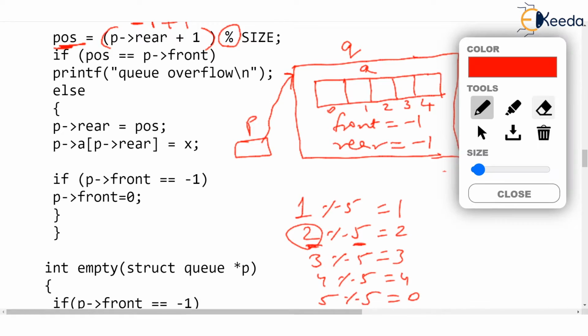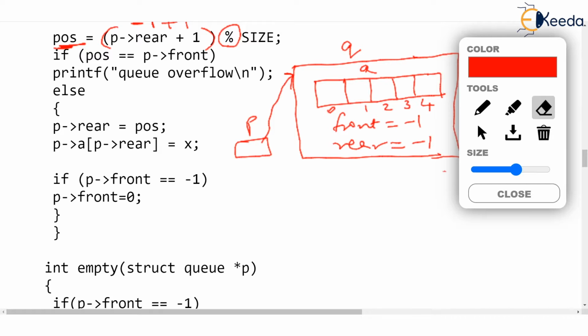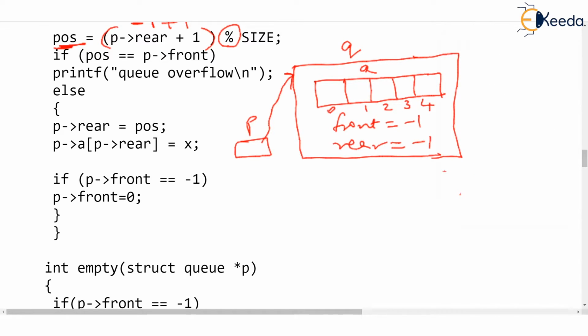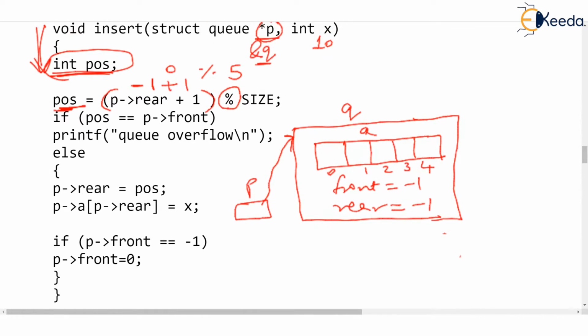Okay, I hope you know what the percent operator is. If you didn't know this, okay, let's come back to our code. Here we go. What was pos calculated as? Pos was calculated as -1 plus 1, because rear is -1, then plus 1. So that amounts to be 0. And then percent phi. So 0 % phi is 0. So pos has come out to be 0 now.